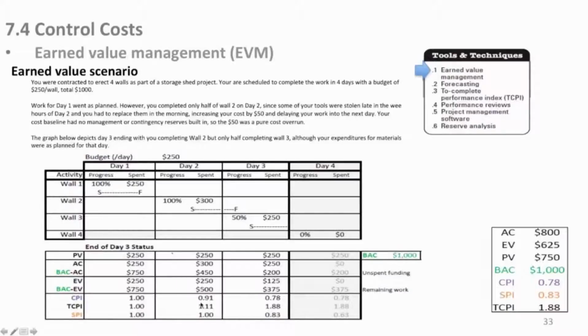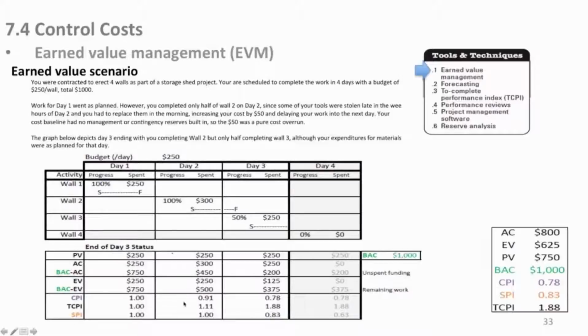Well, something happened here on day 2. We had a delay in schedule, and we had an overrun in cost. So as you can see, even though we completed wall 2 on day 3, from day 2 standpoint, that work is completed. So from a schedule point of view, we completed the wall on day 2, and we're still on schedule because we should have completed it. We completed it late, but it's completed, so it's a 1.